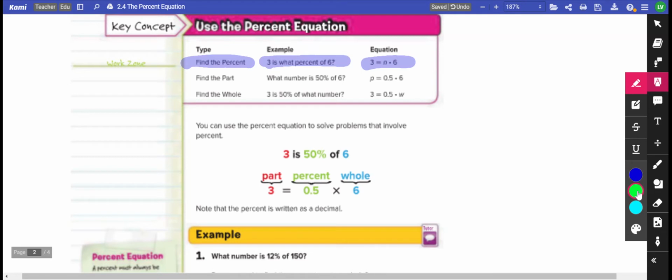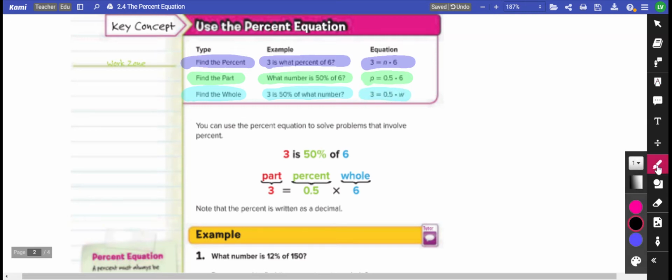The next equation is to find the part. What number is 50% of 6? So p equals 5/10 times 6. So p is our part. And the last percent equation is used to find the whole. 3 is 50% of what number? Well, we're going to find our whole, so we are solving for W this time, which is on the right side.